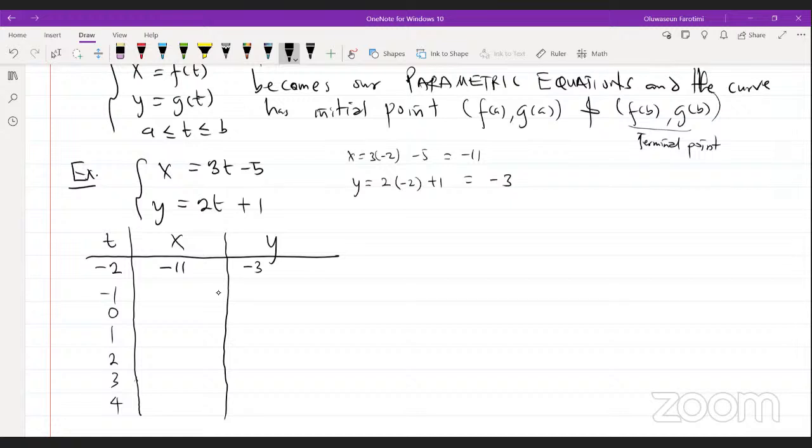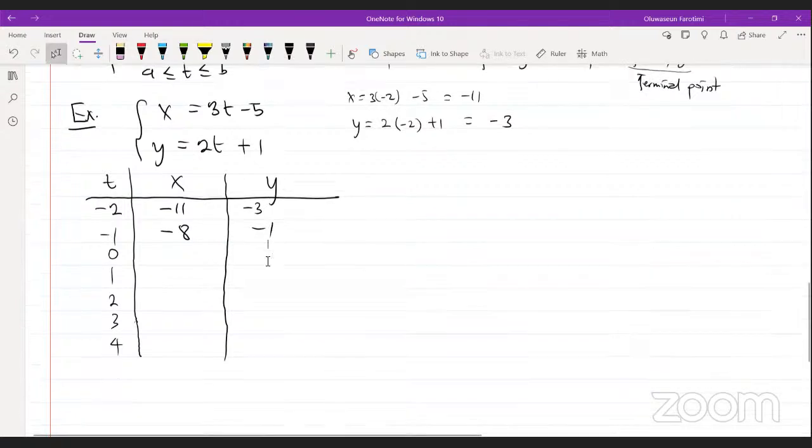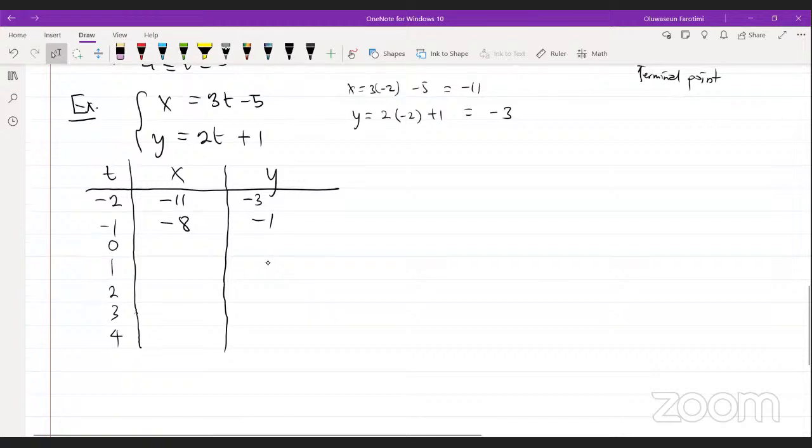So you do the same thing. When t is -1, plug it in this equation, you will have a -8 here. Over here, you have a -1. Okay, this is just a fun thing, right? Something to play with. When t is 0, 3 times 0, you got 0, 0 minus 5, this is -5. So you can keep doing it. When t is 1, you have a -2, the y is 3. When t is 2, you have a 1 right here. And over here, you have a 5. When t is 3, you have 4, 7, and then 7, 9. So remember, you can keep the domain or the interval short. You don't have to do something that is very long, okay? When it becomes too long, it takes a lot of time from you.